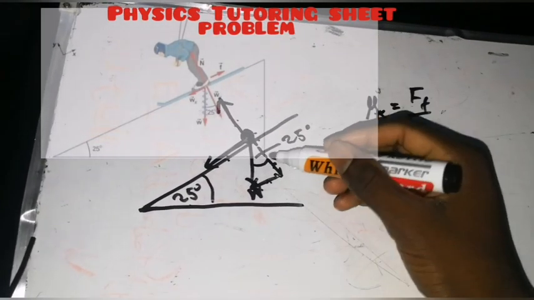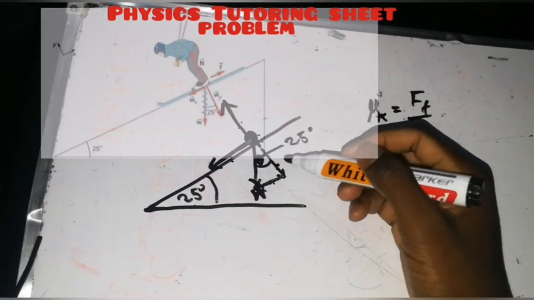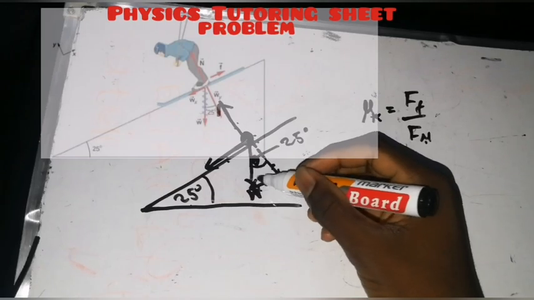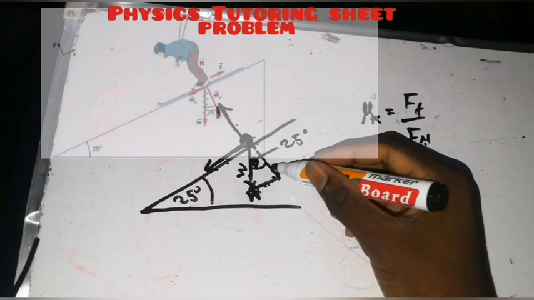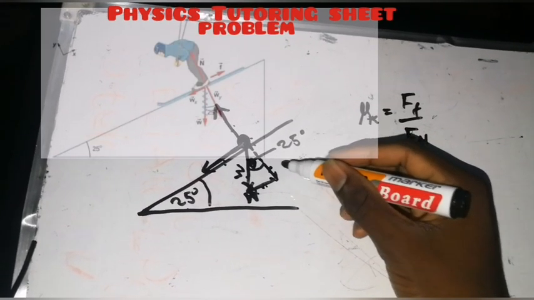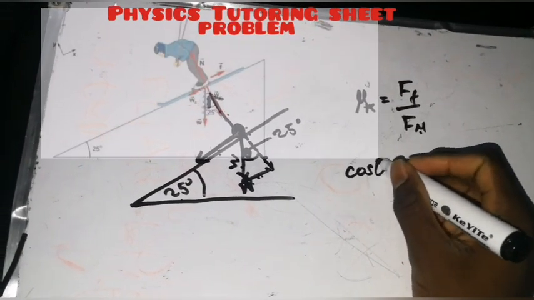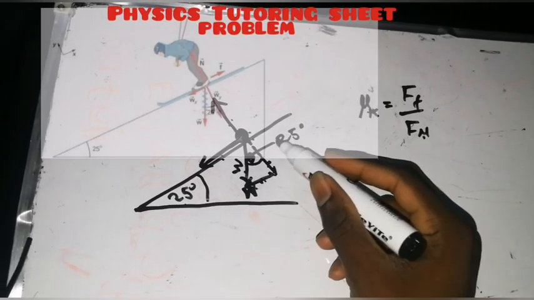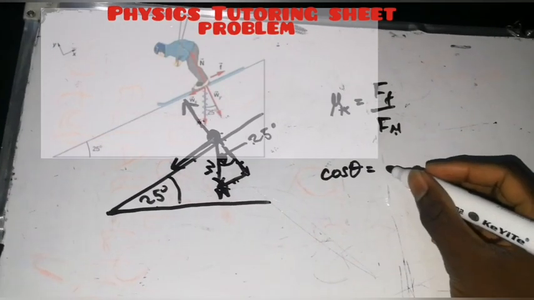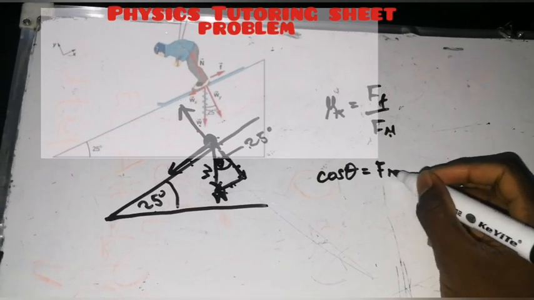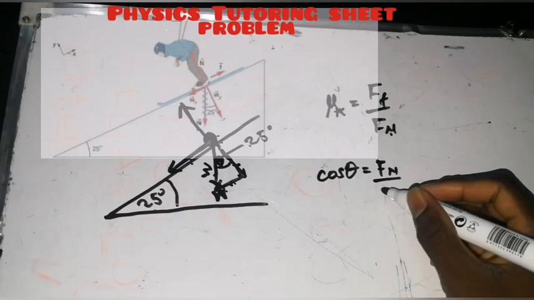Now, in order for us to find this component of the weight, we're going to take this angle as theta. This is the opposite, that's the hypotenuse, which is the actual weight, and this side right here is the adjacent. To find the adjacent, we're going to use the trigonometric ratio cosine of theta. Cosine of theta is equal to the adjacent, which is the normal force, over the weight.